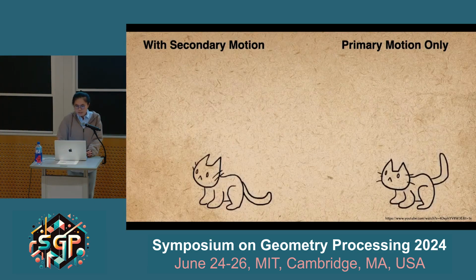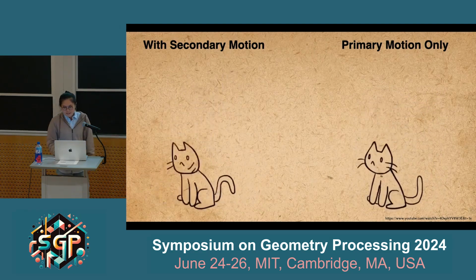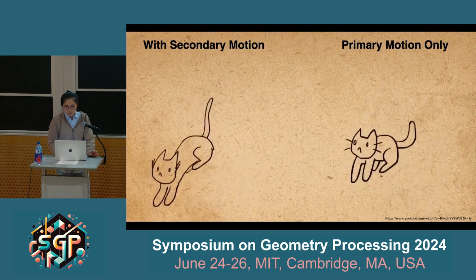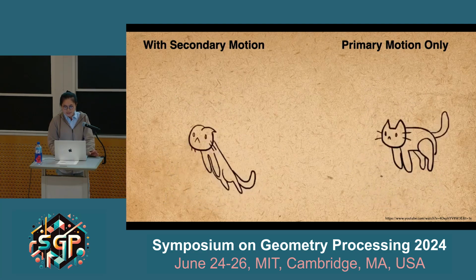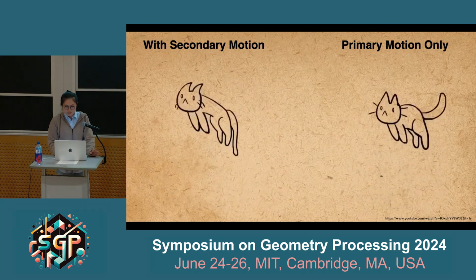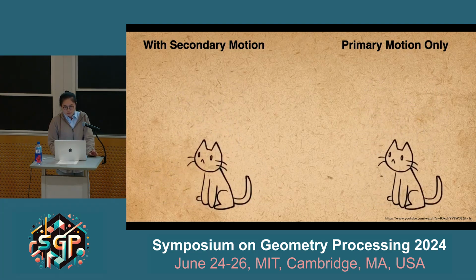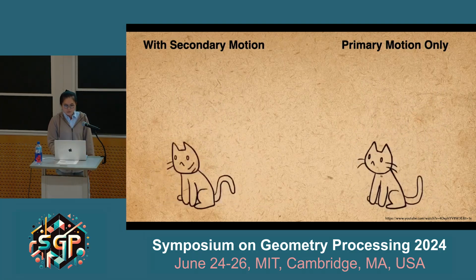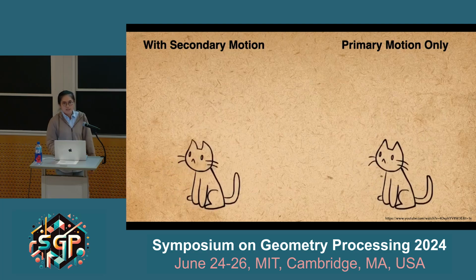To be more concrete, if you compare the left-hand side and right-hand side of these two animations, you will notice the primary motion is the cat's overall body movement, which is a jumping motion. And the secondary motion is the wiggles and jiggles, including the natural follow-through of the cat's ears and whiskers.